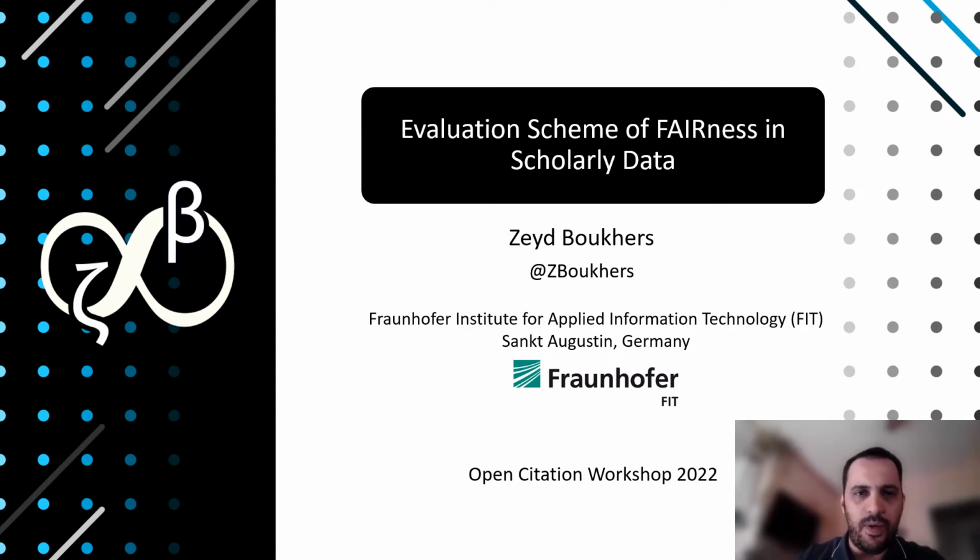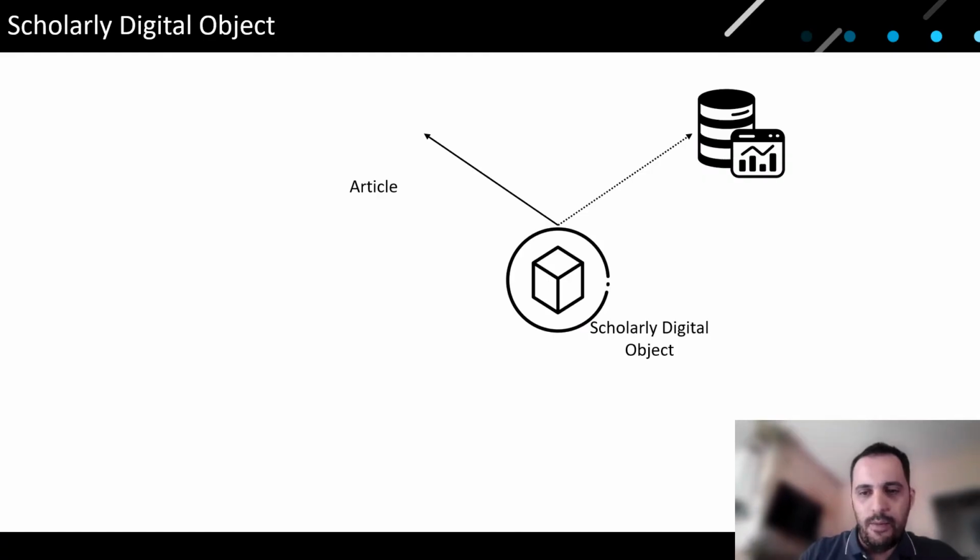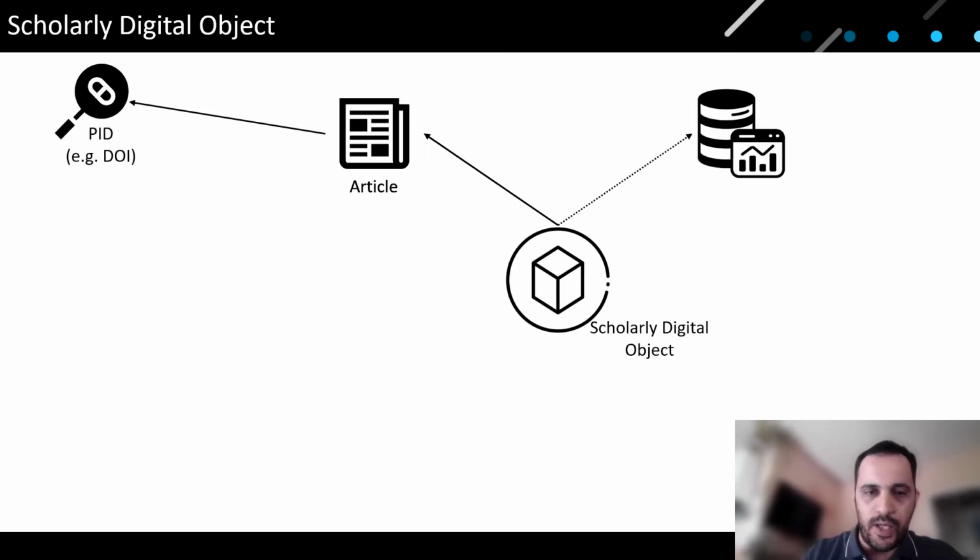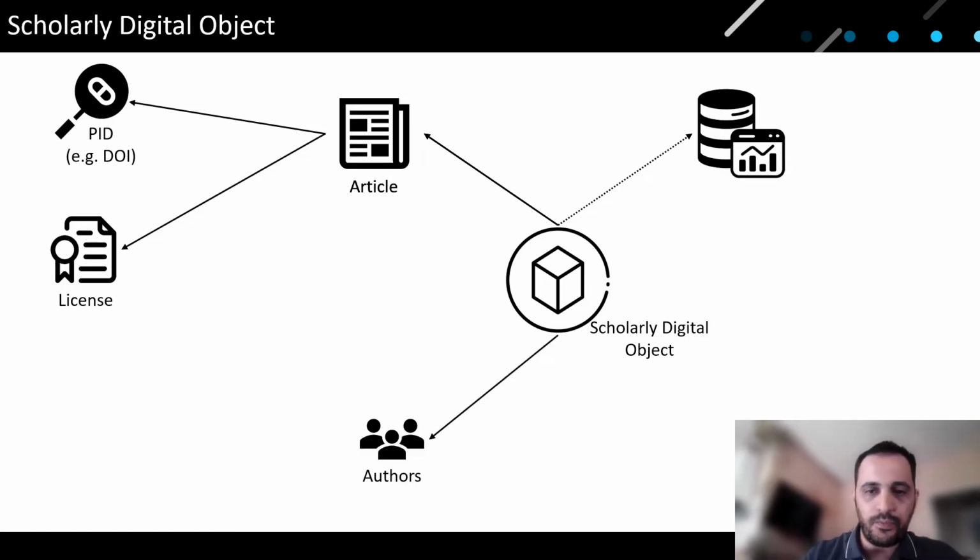I'm going to talk about the evaluation of fairness in scholarly data, or more precisely, the fairness of scholarly digital objects. But first, what do we mean by a scholarly digital object? It is a conceptual model that consists of an article, I mean here the content, which is supposed to be associated with a PID, a persistent identifier such as DOI, and a license to be reused for further research. The PID and the license are provided by the publisher.